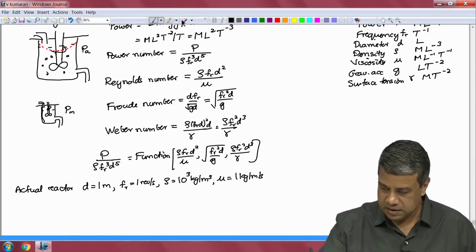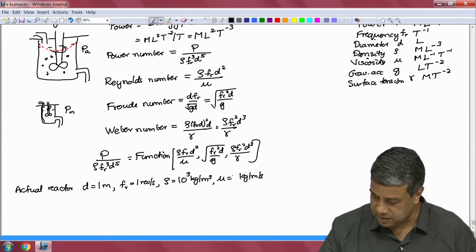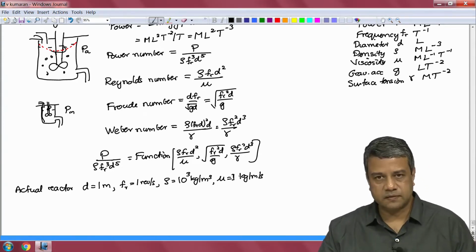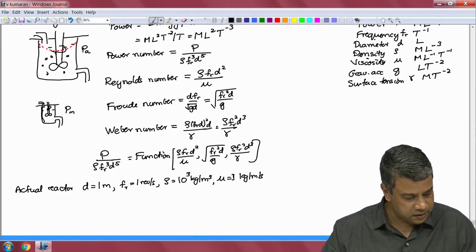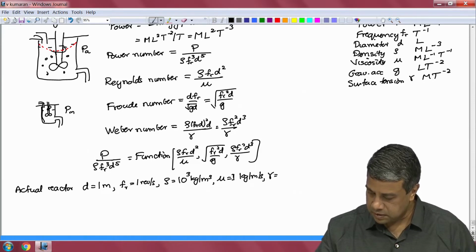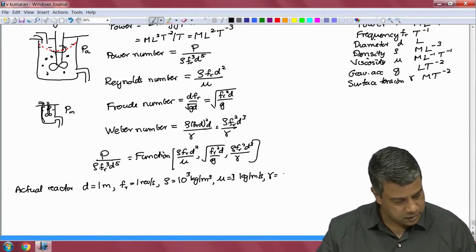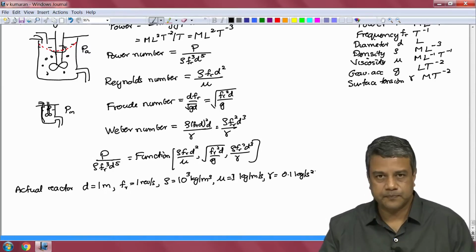This viscosity is large. The viscosity of water is approximately 10 power minus 3. So, what we are trying to do is to basically mix a fluid which is highly viscous, 1000 times the viscosity of water, and surface tension is equal to 0.1 kg per second square.